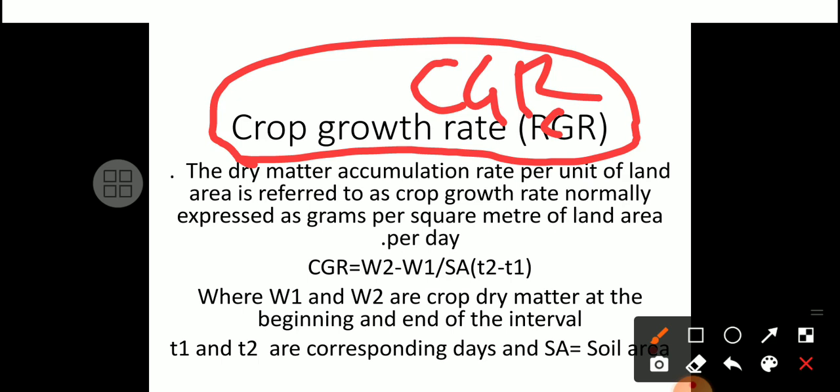My friends, crop growth rate, again I will tell you, is nothing but the dry matter accumulation rate per unit of land area. Is it clear? So this is the CGR, where W1 and W2 are crop dry matter at the beginning and end of the interval, T1 and T2 are the corresponding days and SA is the soil area.